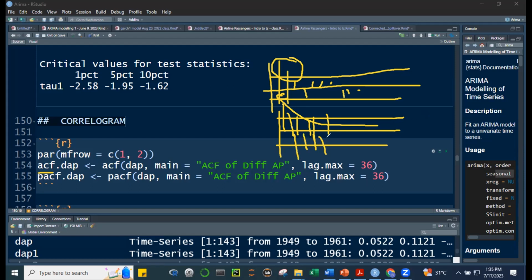No? Now, saan naman? So MA process yan, di ba? MA, ang titingnan natin yung autocorrelation function. Ito. Pag AR naman, baliktad, no? Baliktad. Yung ACF niya, ganito yung itsura. Yung PACF niya, ganito. Okay?